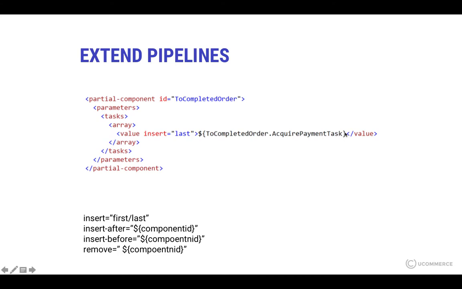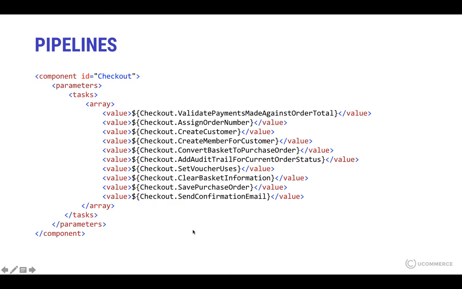There are multiple options for hooking into the pipeline. So we can do last, as is the case here. We can also do first, as you can see. We can also say that we want the component inserted after a specific component ID. So if we wanted something, say, inserted between create customer and create member for customer, we can specify this particular component ID that we want to run after that.